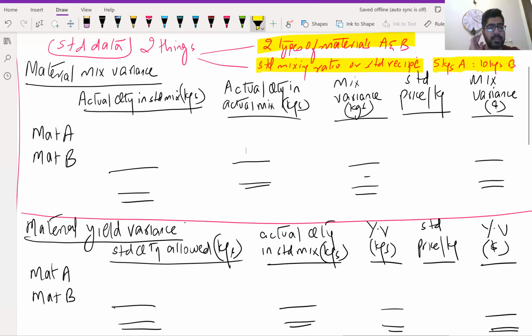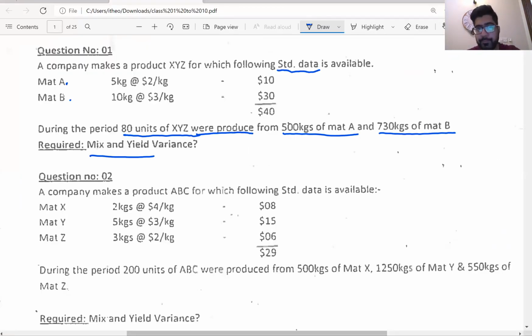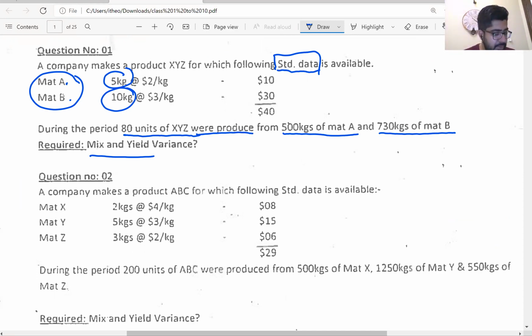You can go back to the standard data. From the standard data, I have to extract 2 things. How many materials are there? 2, A and B. And what is the standard mixing ratio? This is the standard data: 5 kgs A is being taken, 10 kgs B, so the standard mixing ratio is 5:10. Once you are done with it, you can start the question.